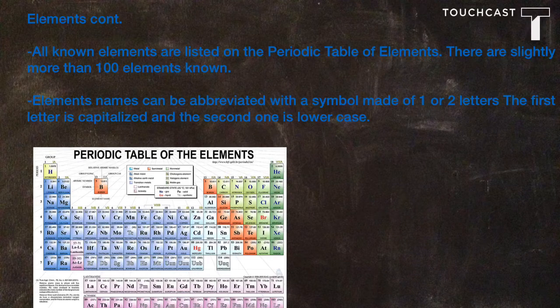Elements' names can be abbreviated with a symbol made up of one or two letters. The first letter is always capitalized, the second one's always lowercase, and if there's just one letter, it'll be capitalized.